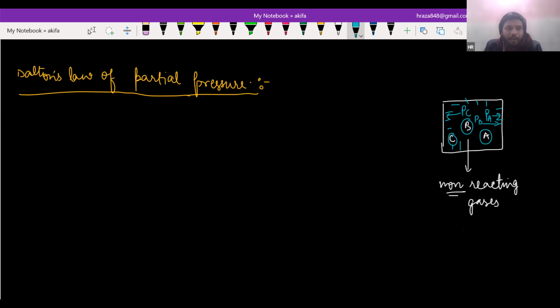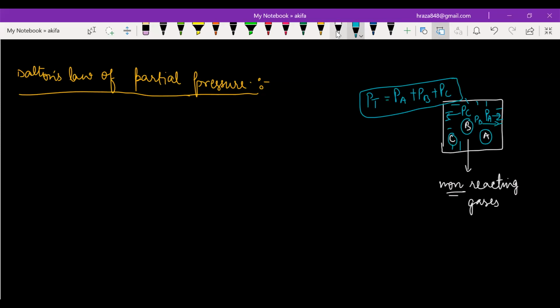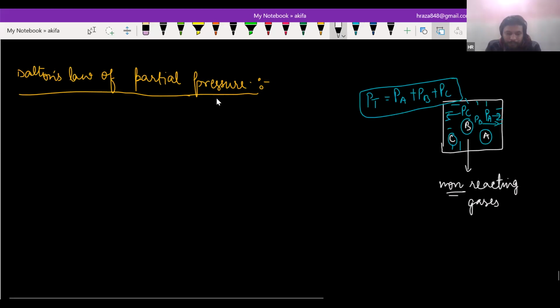And according to Dalton's law of partial pressure, when non-reacting gas is present in a container, the total pressure of the container will be equal to the sum of all the partial pressures of non-reacting gases. Is this clear? Yes. The gases must be non-reacting. So I'm going to define it.